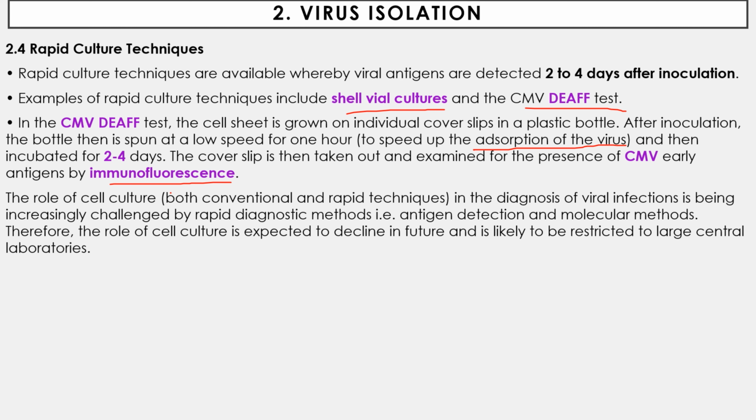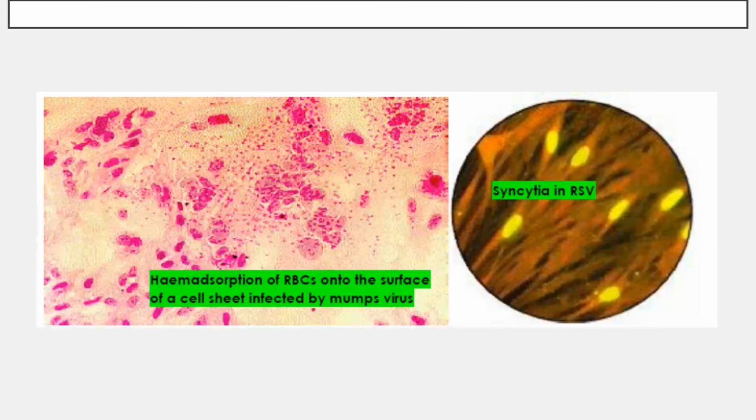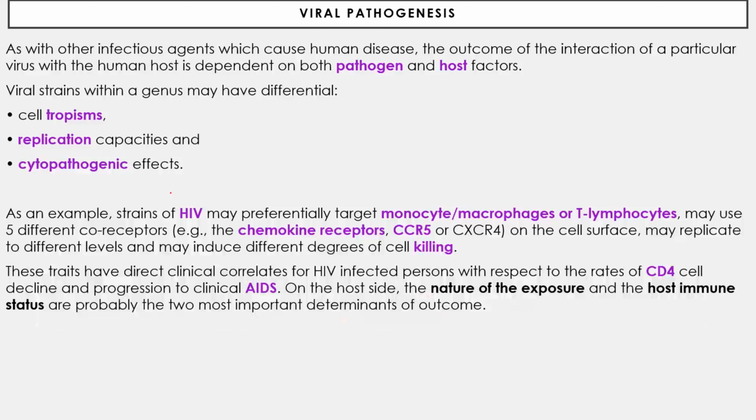The role of cell culture, both conventional and rapid technique, in the diagnosis of viral infection is being increasingly challenged by rapid diagnostic methods, such as your antigen detection and molecular methods. Therefore, the role of cell culture is expected to decline in the future and is likely to be restricted to large central laboratories. So this is an example, the hemadsorption of RBC on the surface of a cell sheet infected by mumps virus. Now let's talk about the pathogenesis of certain viruses.